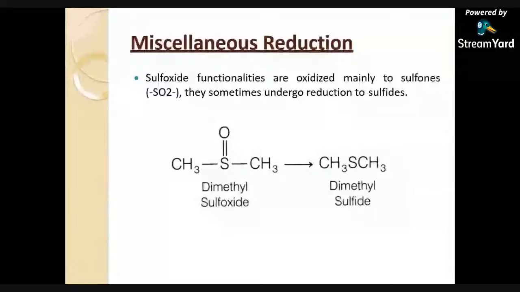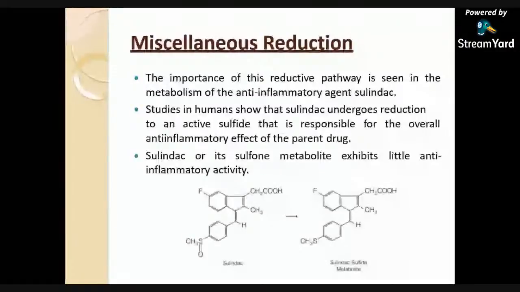The importance of this reductive reaction pathway is seen in the metabolism of the anti-inflammatory agent sulindac. Studies in humans show that sulindac undergoes reduction to an active sulfide that is responsible for the overall anti-inflammatory effect of the parent drug. The sulindac sulfone metabolite exhibits little anti-inflammatory activity. You can see in the reaction sulindac, after reductive reaction, gives the sulindac sulfide metabolite.